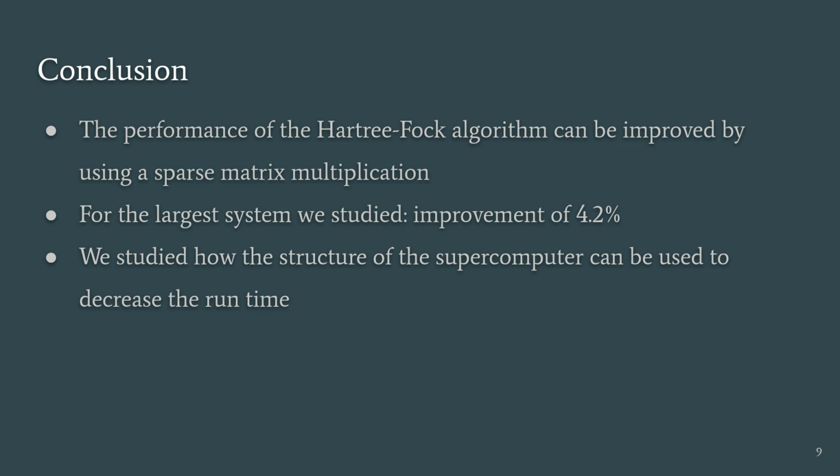So in summary, we have proven that the performance of the Hartree-Fock algorithm can be improved by using a sparse matrix multiplication. We found that for the largest system that we tested, there was an improvement of 4.2% on average. And we also studied how other parameters of the supercomputer can be used to decrease the runtime of our code.